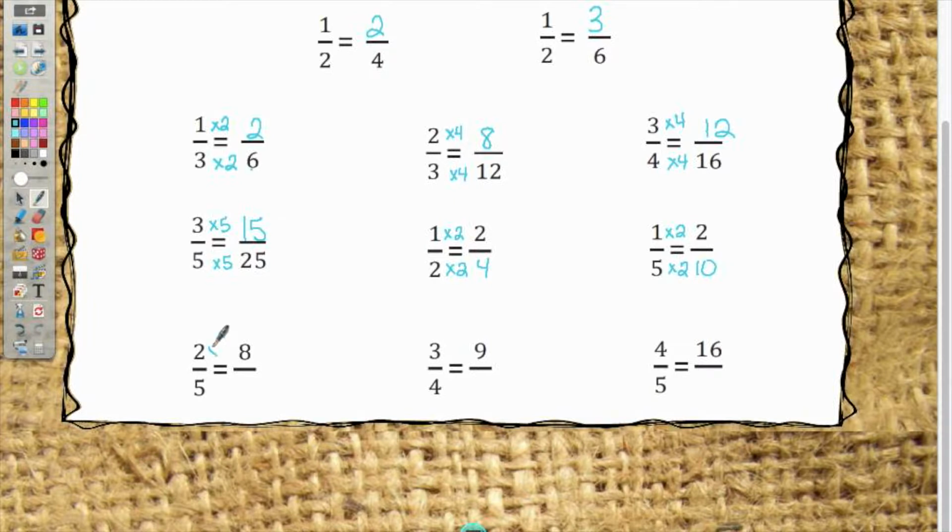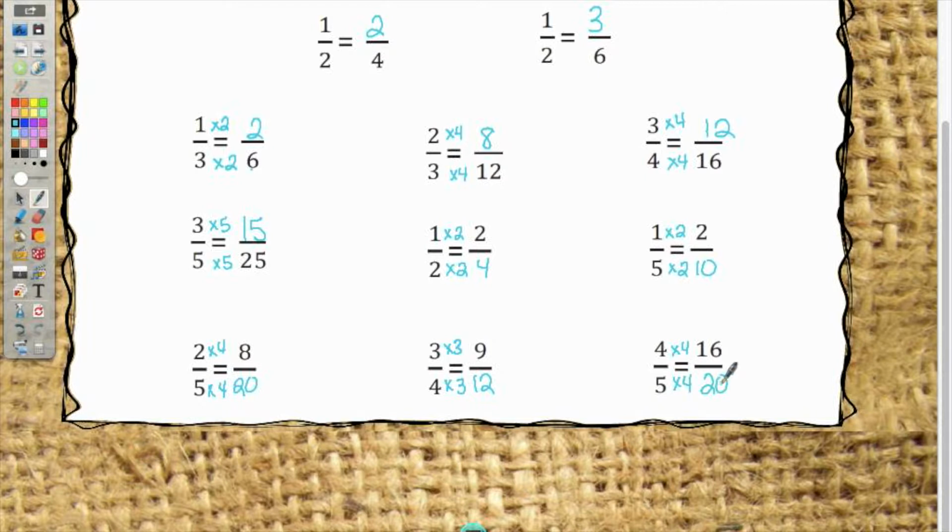2 times 4 is 8. And 5 times 4 is 20. Good. Emiliano? 3 times 3 equals 9, so 4 times 3 equals 12. Good. And Josue? 4 times 4 equals 16. 5 times 4 equals 20. Good.